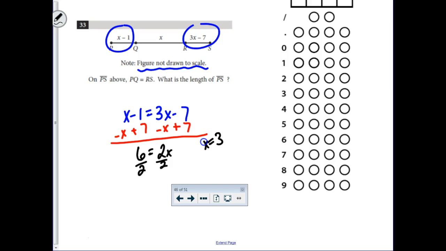So they want the length of the entire line segment. You know x is 3. Go back to your picture and plug in x equals 3. So 3 minus 1 is 2. This is 3. This is another 2. How long is this segment? 7. I think y'all can figure out how to bubble in a 7.